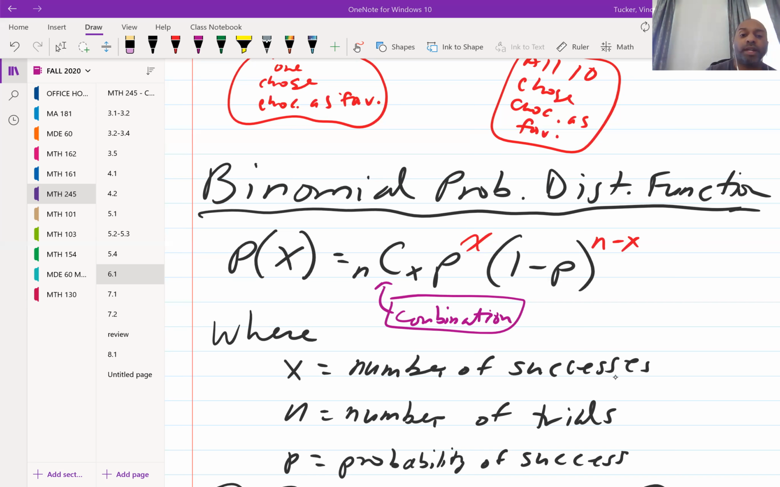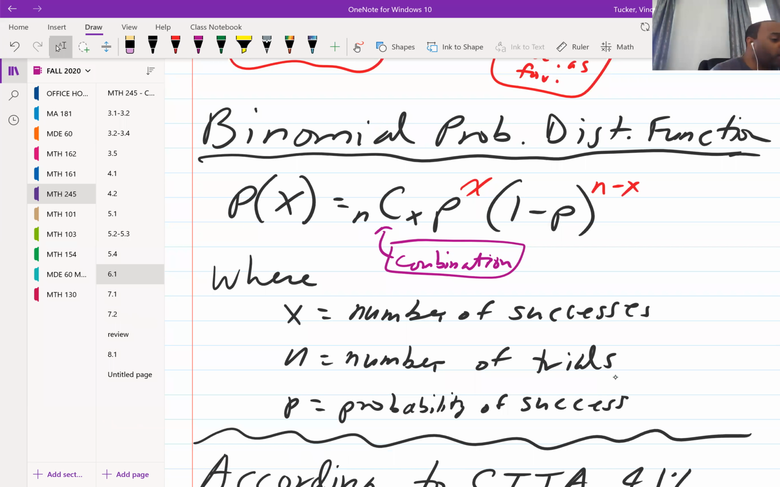All right. N, X, and P go back to what we said they were initially. X is the number of successes, N is the number of trials, P is the probability of success.